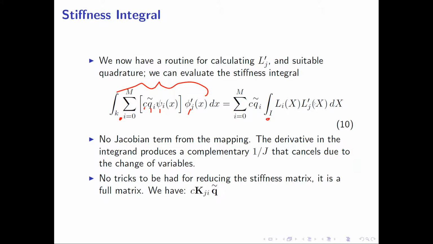However, because of the change of variables and the chain rule applied to the derivative of our weighting bases, we have 1 over the Jacobian appear out of that. So the 1 over the Jacobian times the Jacobian cancels out, such that no mapping is actually required inside of our stiffness matrix. We don't have any tricks that we can use with the Legendre points like we could with the mass matrix, so we're going to get a full matrix for our stiffness matrix.